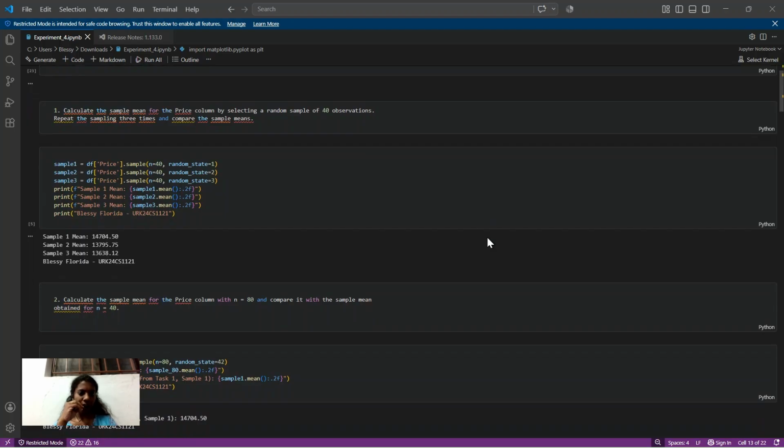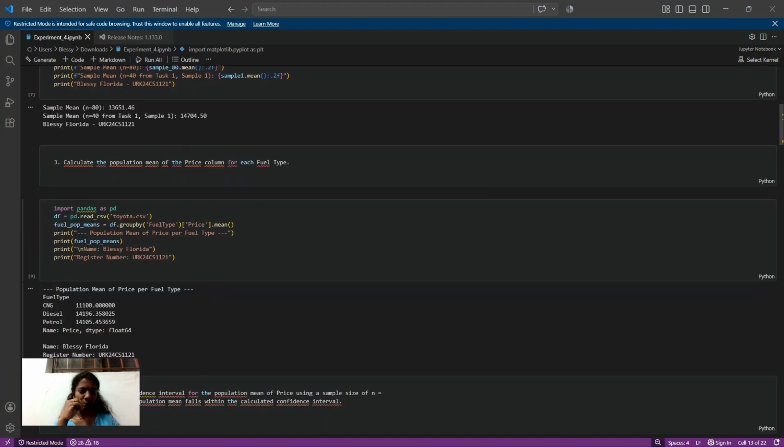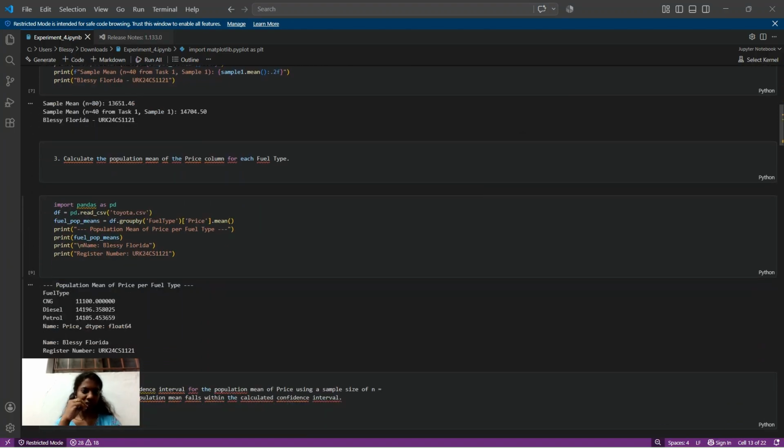The next question is to calculate the population mean of the price column for each fuel type. So we have imported the data, that is Toyota.csv. Using group by, we have given the fuel type and price. Since we are going to print the population mean for each fuel type, we have given the mean. According to that, it will give the fuel types CNG, diesel, and petrol.